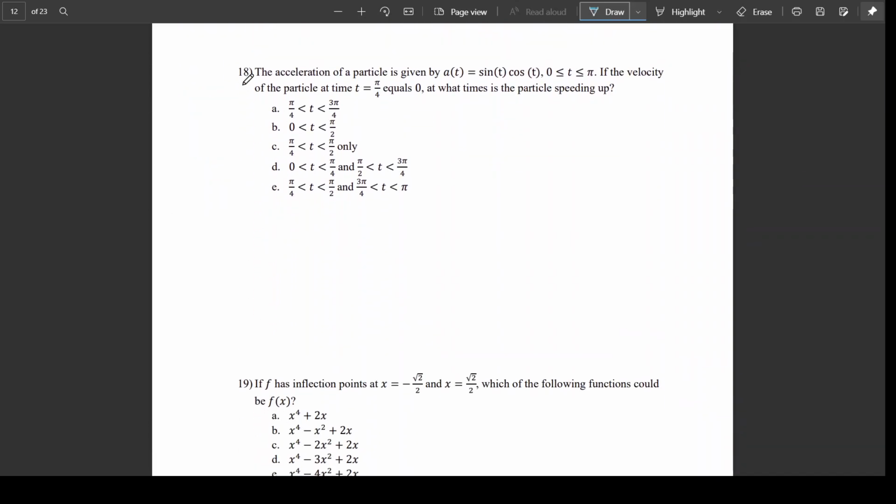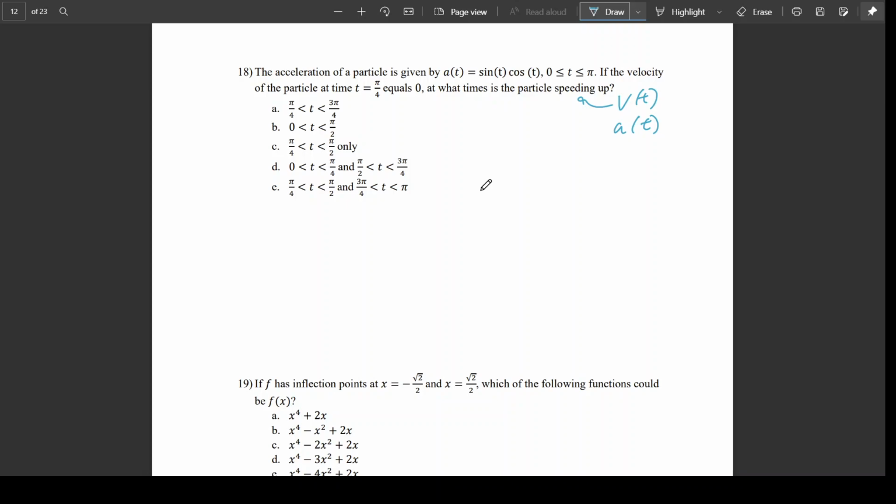Question number 18. The acceleration is given by a of t is sine t cosine t, where t is between 0 and pi. If the velocity of the particle at time t equals pi over 4 equals 0, at what times is the particle speeding up? Alright, so whenever we're looking at speed, we're looking at both velocity and acceleration, right? So whenever you see the word speed, always find both velocity and acceleration.